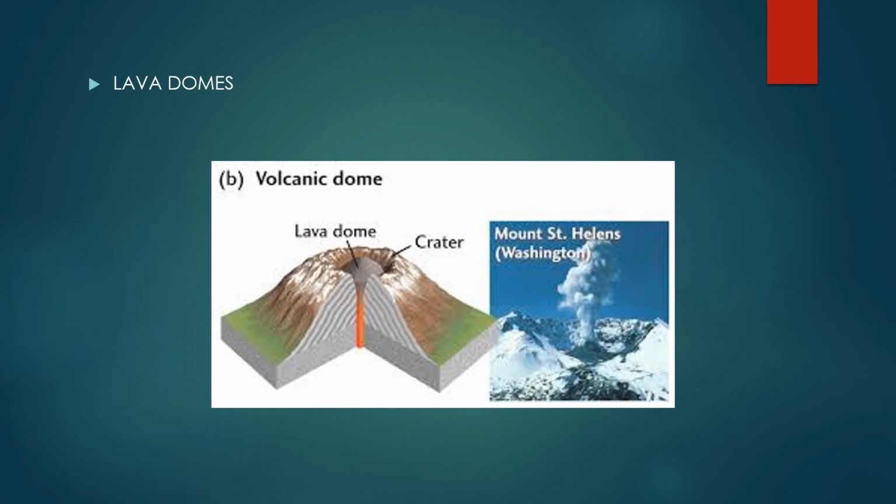Lava domes. So lava domes are also known as plug domes. They have masses of very viscous lava that are too thick and pasty to flow far. Lava bulges up from the vent, and then the dome grows larger. Mono Craters are a chain of young plug domes just to the east of the Sierra Nevadas and Yosemite National Park in California.